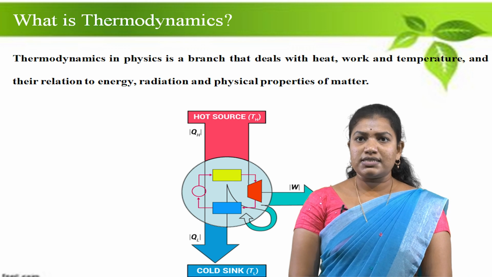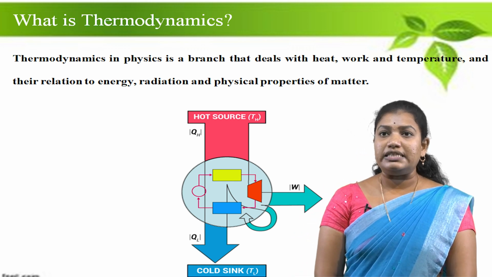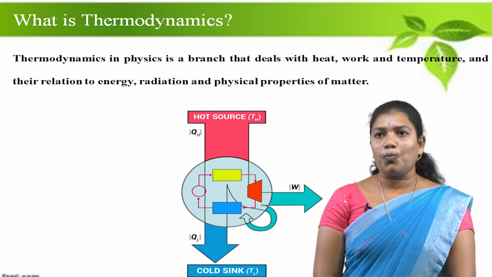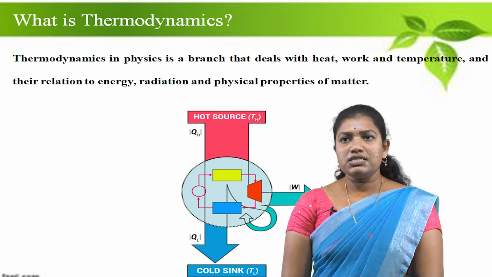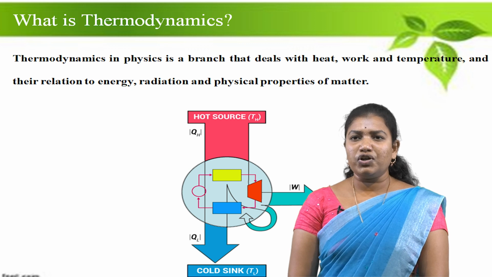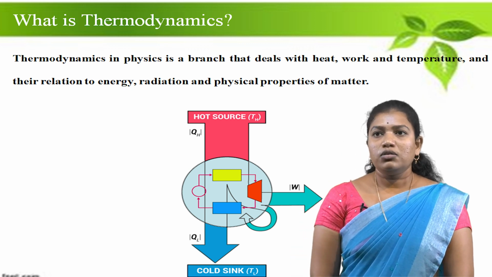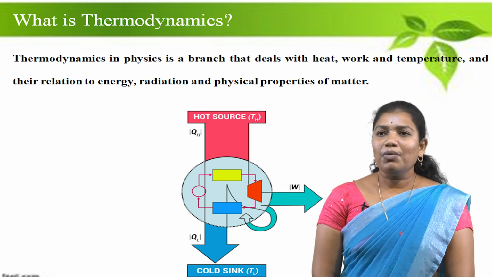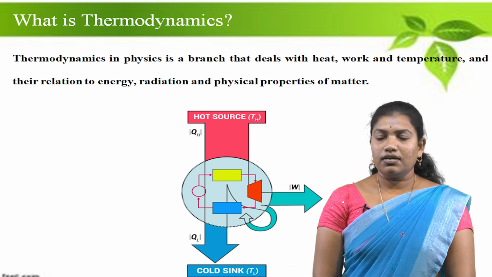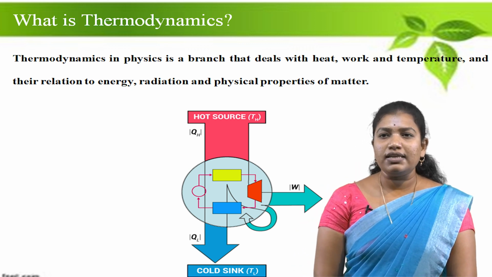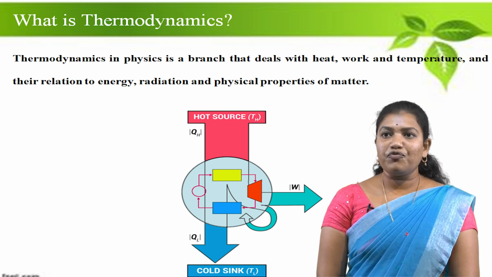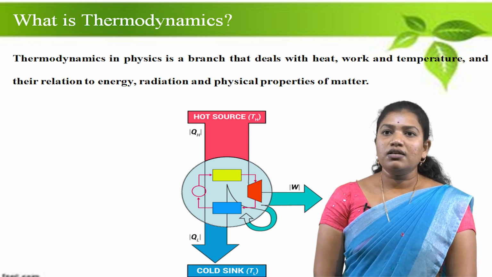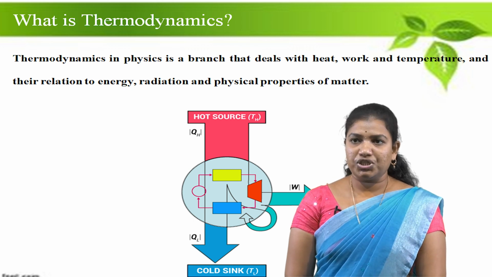Next, what is thermodynamics? Thermodynamics in physics is a branch that deals with heat, work and temperature and their relations to energy, radiation and physical properties of matter. To be specific, it explains how thermal energy is converted to or from other forms of energy and how matter is affected by this process. Thermal energy is the energy that comes from heat. This heat is generated by the movement of tiny particles within an object, and the faster these particles move, the more heat is generated. It is based on the initial and final states undergoing the changes.